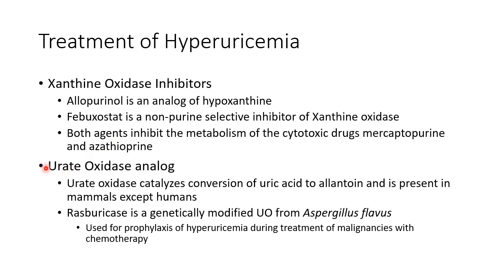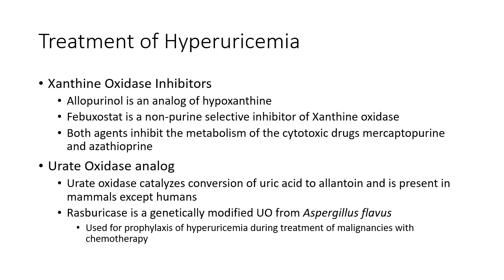So next you have urate oxidase analogs, and this is in the form of rasburicase. Remember that urate oxidase catalyzes formation of allantoin from uric acid, and this enzyme is present in mammals except humans. Rasburicase, on the other hand, is a genetically modified urate oxidase from Aspergillus flavus, which is a fungus. So we use rasburicase as prophylaxis of hyperuricemia during the treatment of cancer with chemotherapy.